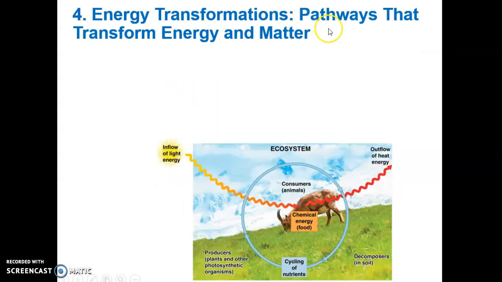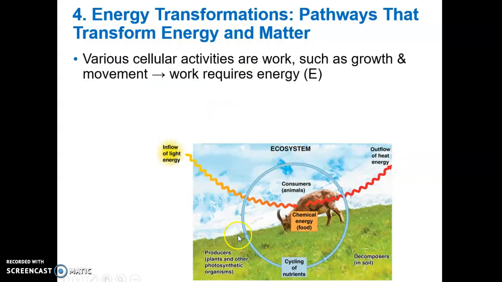Okay, let's look at energy transformation, pathways that transform energy and matter. So this diagram is showing you an ecosystem, the environment, the air, the water, the rocks, dirt, grass, which is part of the living ecosystem, and the organisms, like what looks like a type of deer here, or goat that's eating the grass. Okay? So various cellular activities that work to keep the animal alive, cellular activities that are involved in, say, growth or movement, that's work, and that requires energy.